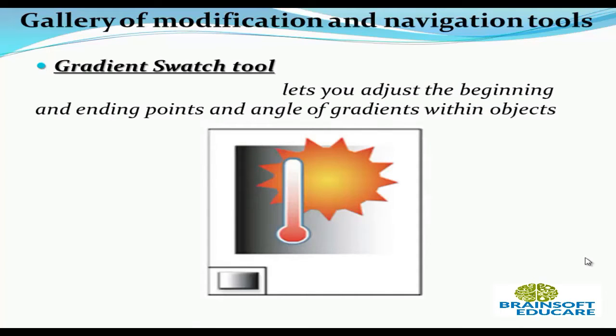Third, gradient swatch tool. It is used to adjust the beginning and ending points and angle of gradient within objects. This is the example of the gradient swatch tool, where we can adjust the beginning and ending points and angle of gradient within objects.